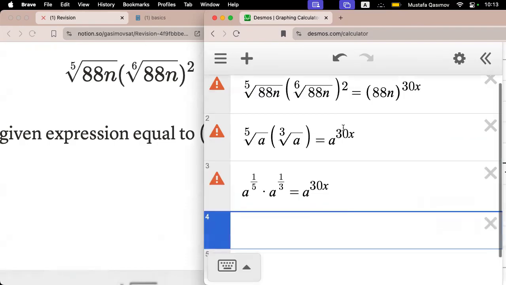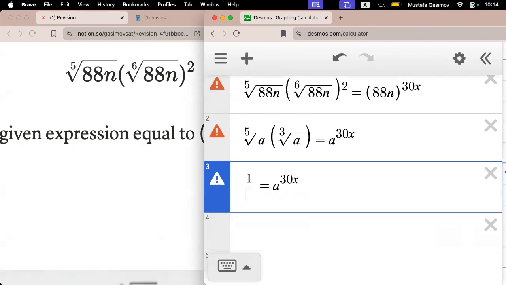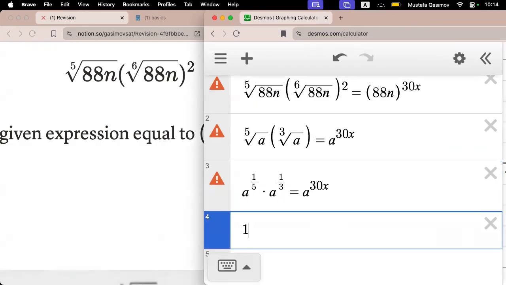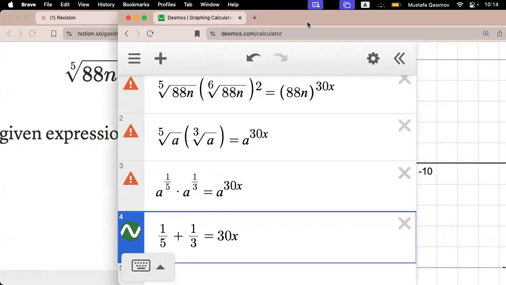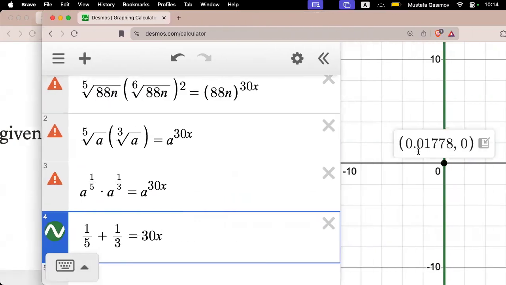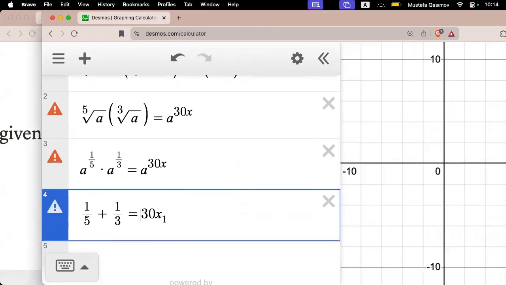After that, when it is multiplication like that, it means that we have to add their exponents: 1 over 5 plus 1 over 3. It is equal to 30x. Then we have to find x from here. You can look to Desmos, 0.01778, or you can also find it from here.